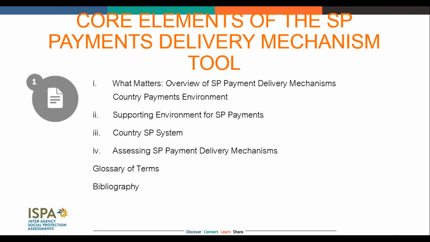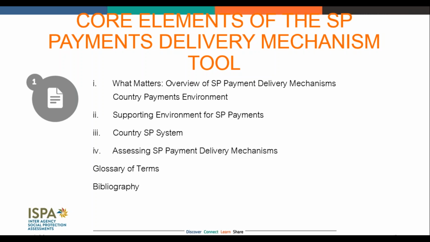So we have 11 pages of A to Z definitions, from aggregators and authentication, through biometrics, e-money, interoperability, switches, and we don't actually get all the way to Z. We get to T for transaction devices. We also include a bibliography which explains a lot of the information. We cite 70 different works in the guidance note, and also include a questionnaire and the assessment matrices.